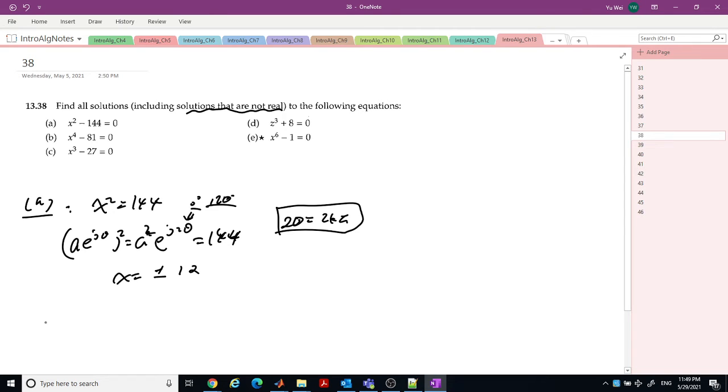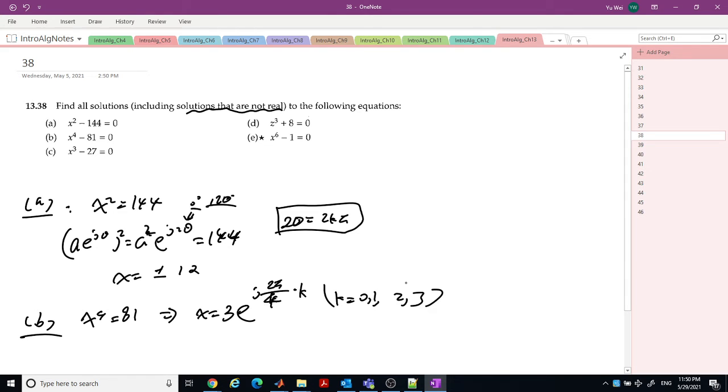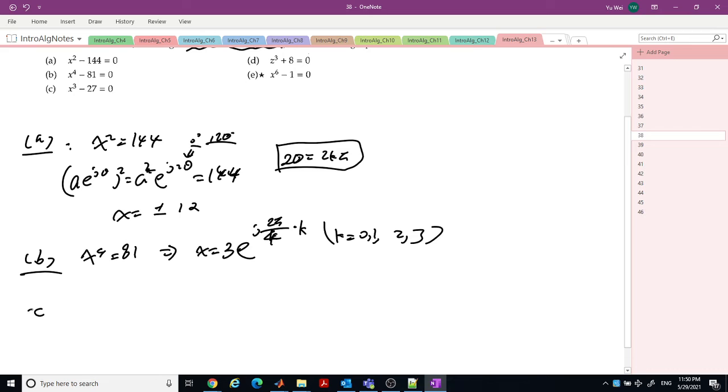Okay, so the second one is very simple again, right? It is equal to 81. Then we have x equals 3 e^(j2π/4 times k), then k equals 0, 1, 2, 3. Okay. Next one is the same thing, so x cubed equals 27, so we have x equals 3 e^(j2π/3 times k), then k is 0, 1, and 2.